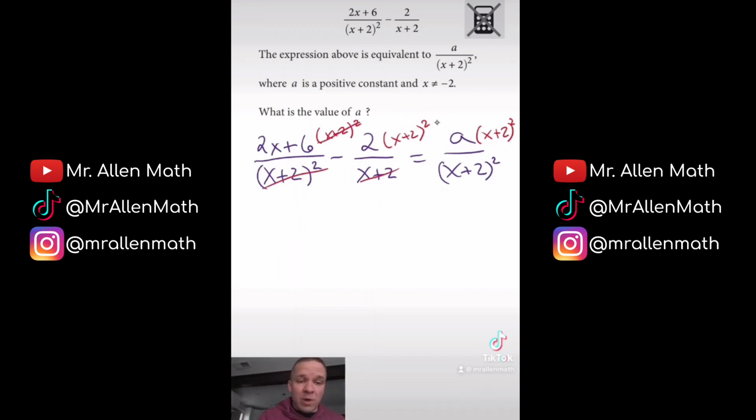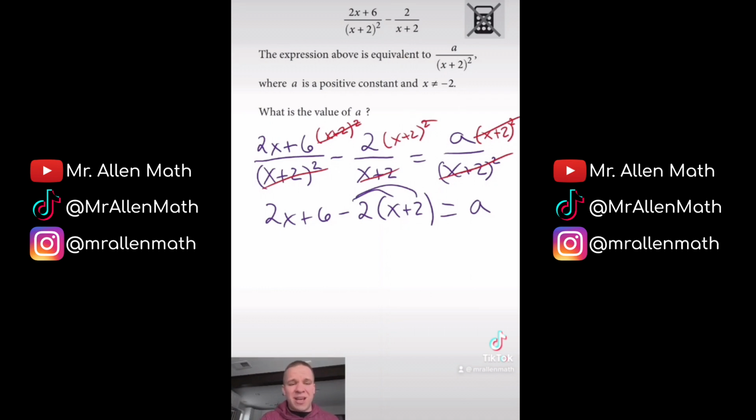This will be canceled as well, but it will leave behind one of the x plus 2s, and then this one will be completely gone as well. So now what I have is the 2x plus 6 minus 2 times that leftover x plus 2, right? Only one of them got canceled, equals a. Now it seems weird. I need to get the value of a, but I have these x's in here. What's going to happen? Let's just see what goes on here.